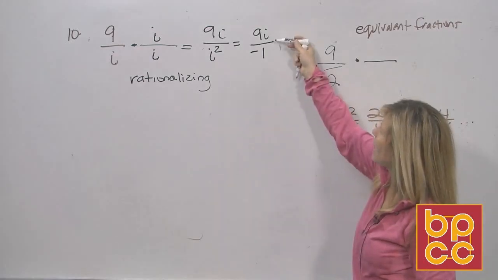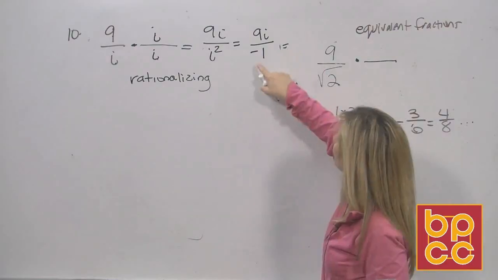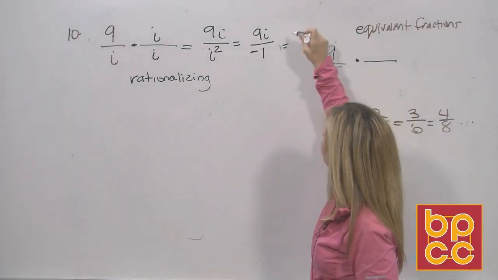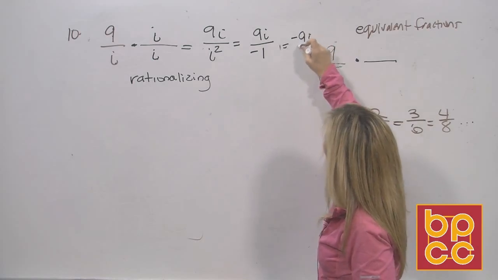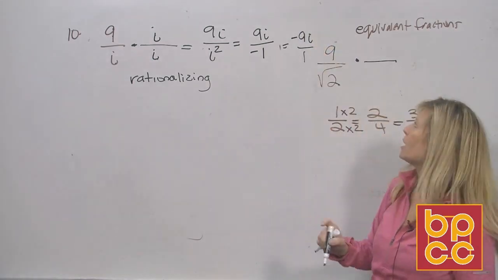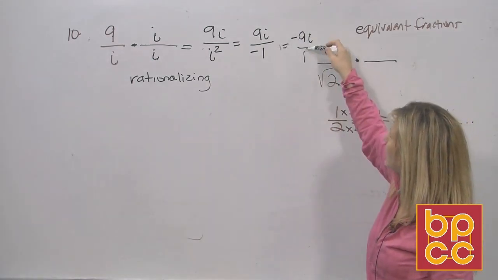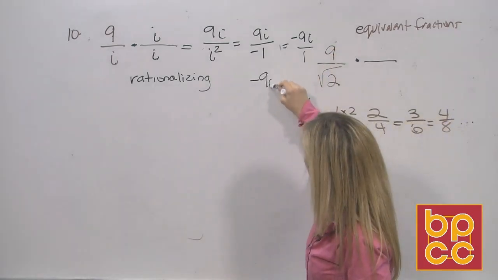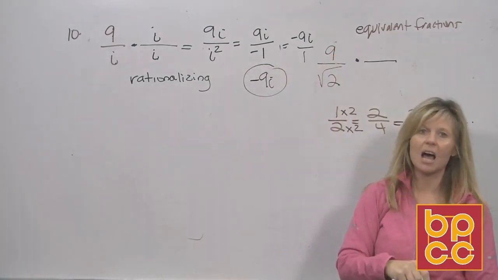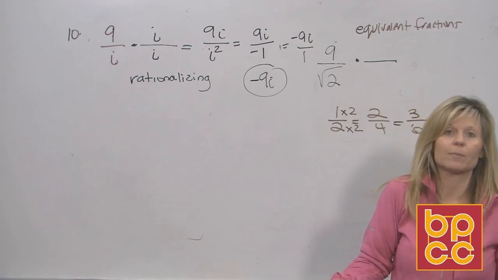So now you have 9i over -1, which you can't leave that. We know a negative floats to the top. And do I really need to leave a denominator of 1? No, because anything divided by a 1 is itself. So that just comes out to be -9i. And it's no longer a fraction.